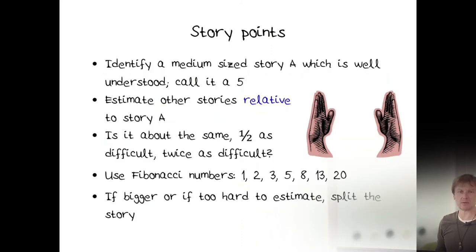So, how do you get them? Assume that you are an iteration into your process. You find a medium-sized story that you have already done, and let's call this a 5. It's 5 story points for that one. Now you estimate every other story you have relative to story A. Is it about the same? Is it about half? Is it twice as difficult? How difficult is it? And the team does this together.